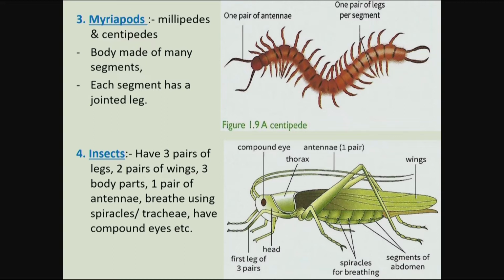They normally breathe using spiracles. You can see those tiny spiracles on their abdomen. And that's it about the arthropods.